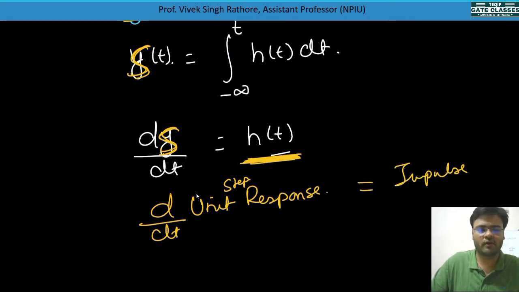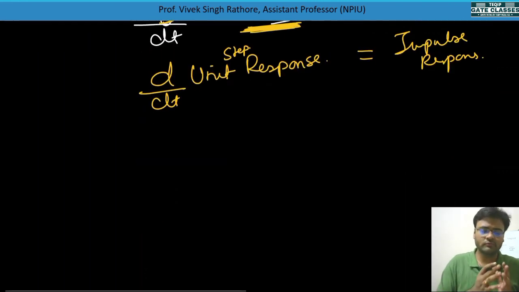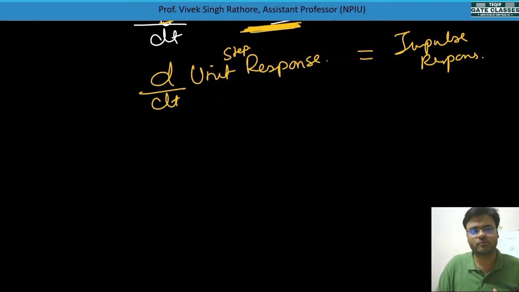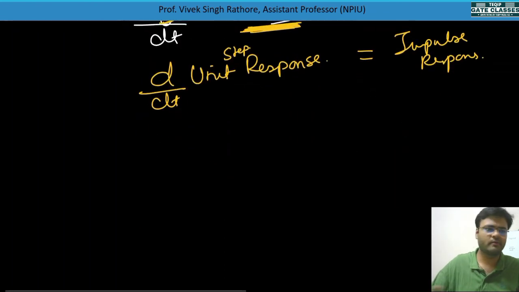In module 1 also we have seen that whenever we differentiate the unit step signal, you will get the impulse signal only. So here also, if you differentiate the unit step response, we will get the impulse response only. So this you should know, because this is the value which I wanted to tell you. And the same holds for discrete time LTI systems also.